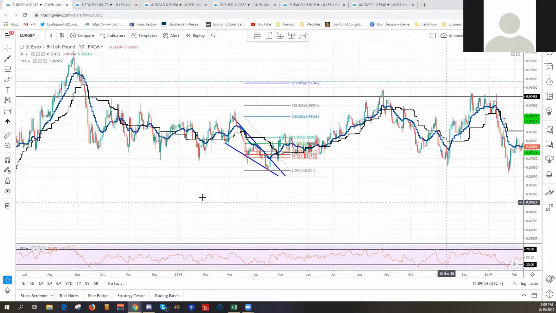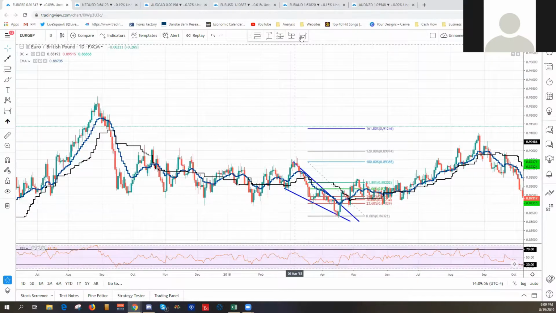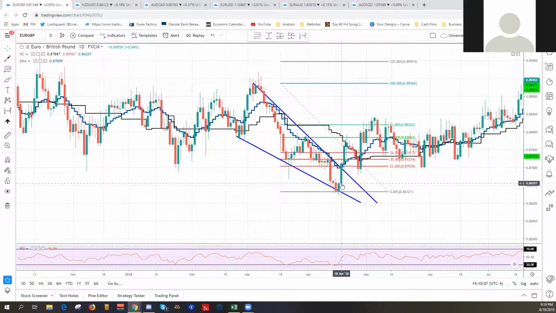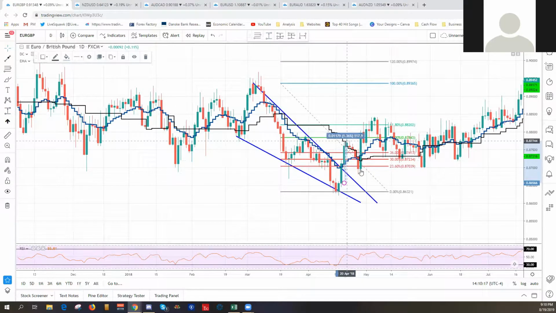This contraction here, from here till here, took 50 days to form. But if we check the news, we'll notice that on 18th of April 2018, there was something that moved the market, because as you see, this is not a small move. 60 pips, and then the next day up, and then we had a bit of down, and then again up. But the take profit was basically reached on the second day of the breakout, so 1-2.